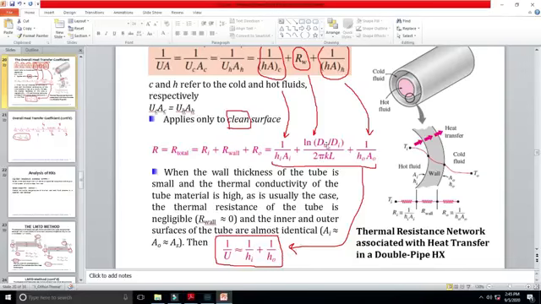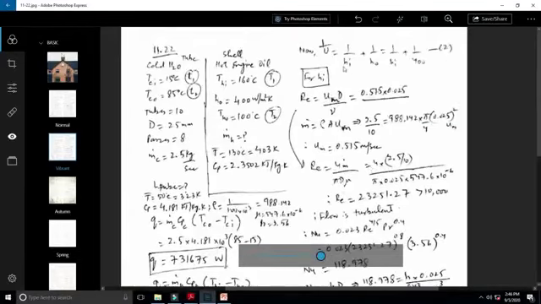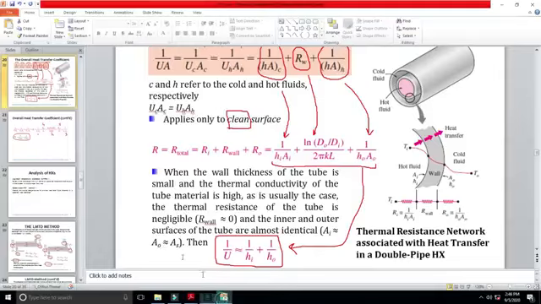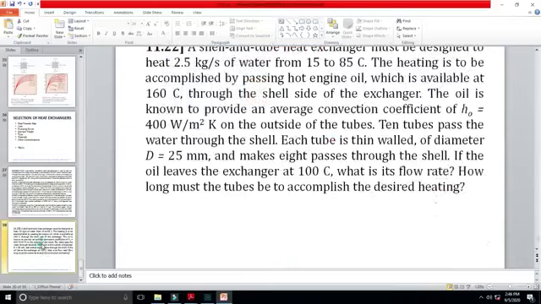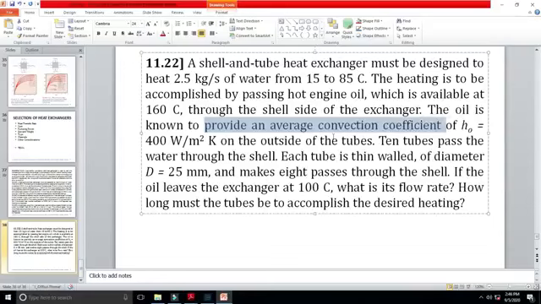That is only applicable if the conductive resistance of the pipe material is negligible. Otherwise we will calculate R or U including this pipe material resistance. So therefore U will then be written in this form. Now we are given the value of H naught as 400 because it was given in the problem. I will show you again. It was mentioned in the problem that the oil is known to provide an average convection coefficient of H naught equal to 400 on the outside of the tubes. So outside of the tubes it is 400.